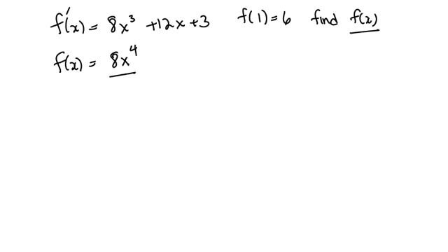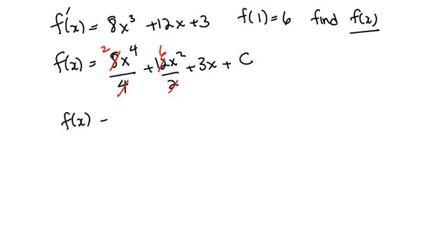So that'll be 8x to the fourth over 4 plus 12x squared over 2 plus 3x, and don't forget your constant. Now I'm going to cancel the 8 and the 4, reduce that, and reduce this one, and that leaves me with f of x equals 2x to the fourth plus 6x squared plus 3x plus c. So when I take the antiderivative of a cubic, I get a quartic, in other words, a fourth power equation.